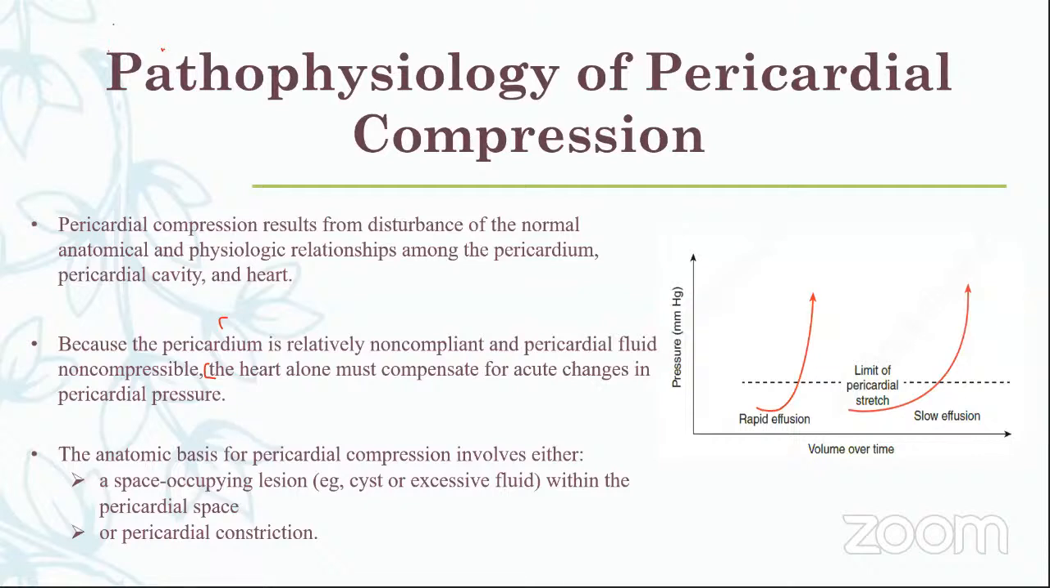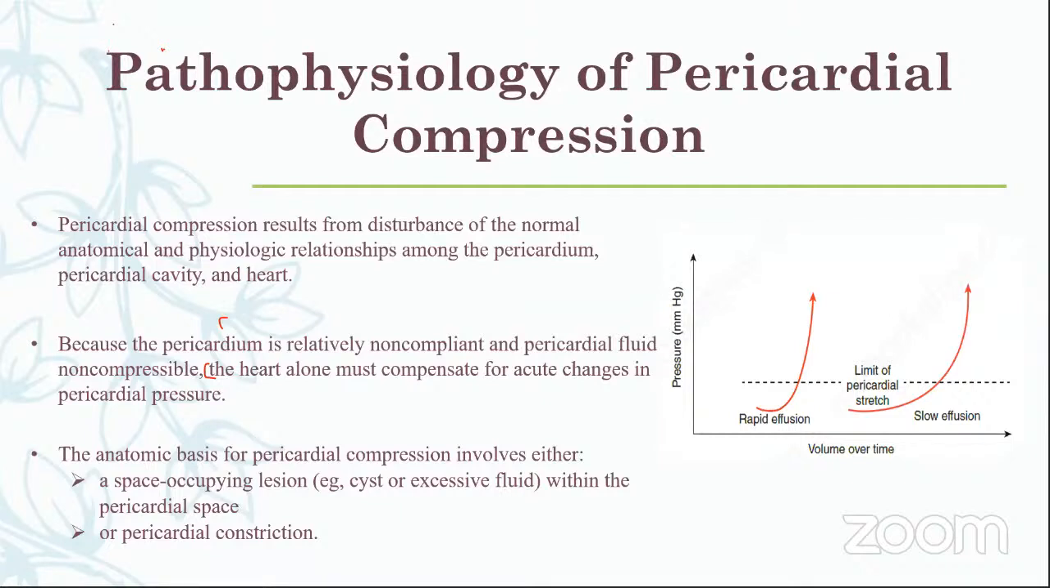acute changes in the pericardial pressure. As we can see in this diagram, under normal circumstances, the pericardium will tolerate a small amount of fluid with minimal increase in the intrapericardial pressure. However, if this fluid or volume reaches the limit of pericardial stretching, an acute increase in the volume within the pericardial space will result in a rapid non-linear increase in the intrapericardial pressure, producing cardiac compression.